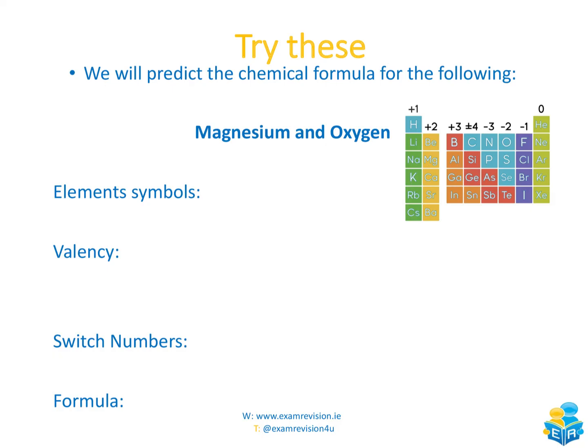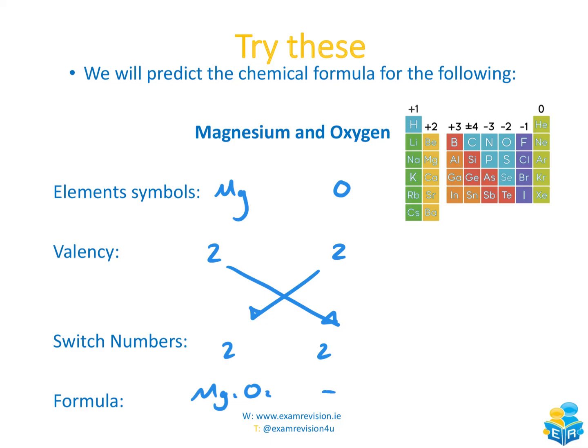So we have one more example here. This is magnesium and oxygen. So the element symbols, we have Mg for magnesium. Make sure the second letter there is a small letter. We have O for oxygen. The valency, magnesium here is 2. Oxygen is also 2. We'll switch the numbers, so we get 2 and 2. So we'd end up with Mg2O2.